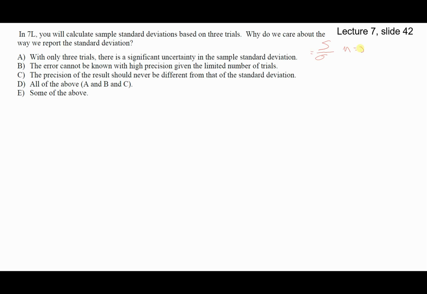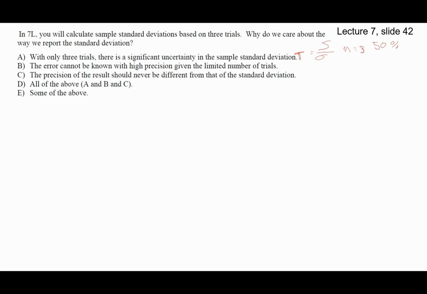And when n equals 3, we know that what? The error in our standard deviation was 50%, right? Huge. So when you have a small number of measurements, you really don't even know your error that well. So yeah, with only 3 trials, it is bad.